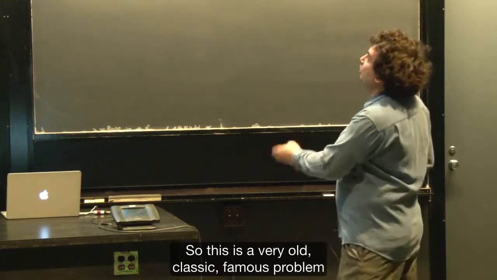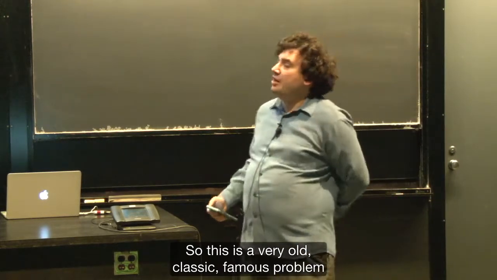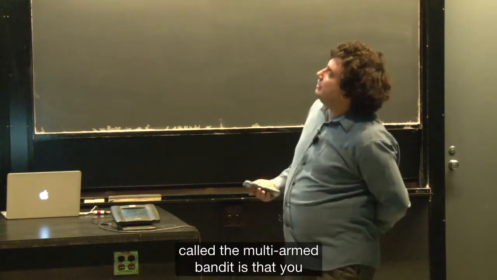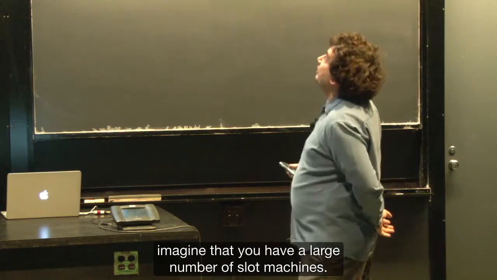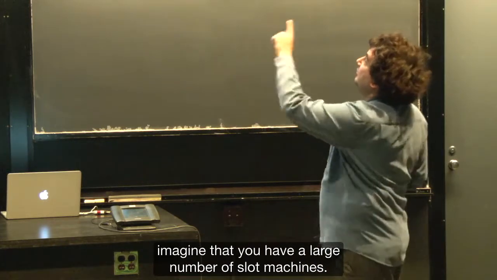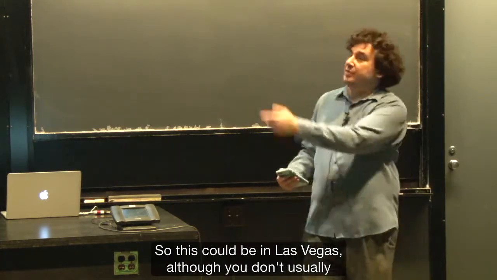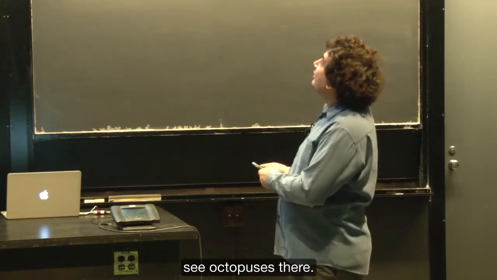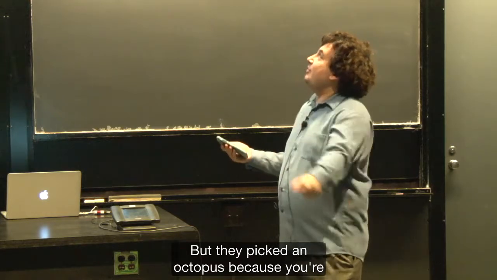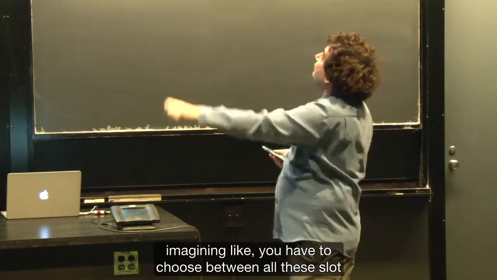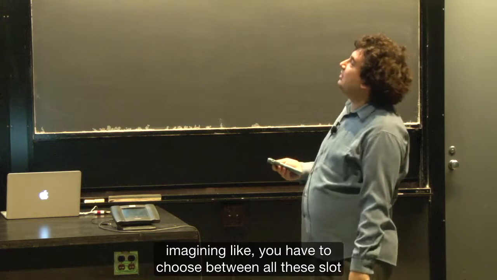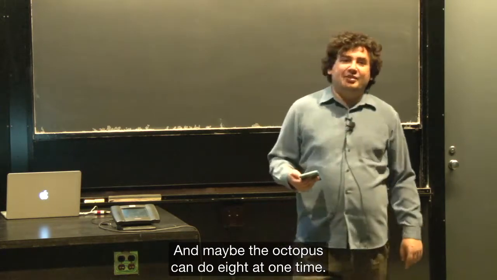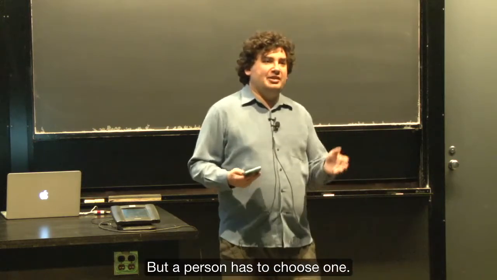So this is a very old, classic, famous problem in statistics where the reason it's called the multi-armed bandit is that you imagine that you have a large number of slot machines. So this could be in Las Vegas, although you don't usually see octopuses there. But they picked an octopus because you're imagining like you have to choose between all these slot machines, and maybe the octopus can do 8 at one time, but a person has to choose 1.